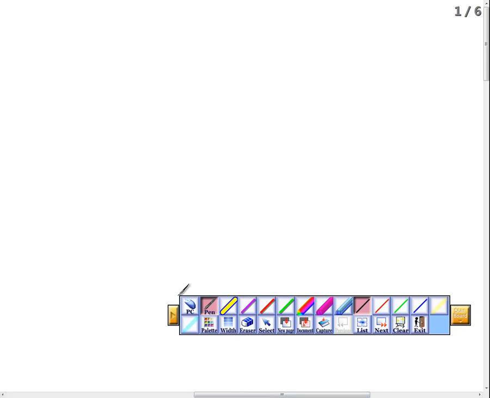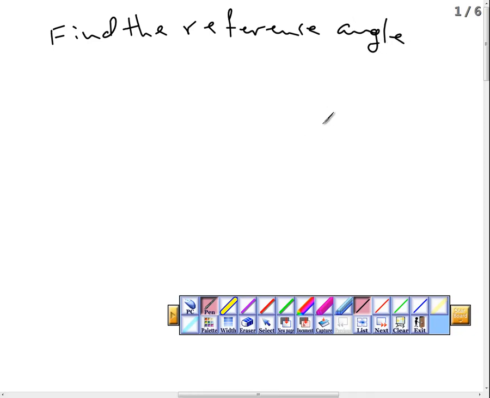And let's say that we have to find the reference angle for negative 135 degrees. First, draw it out.